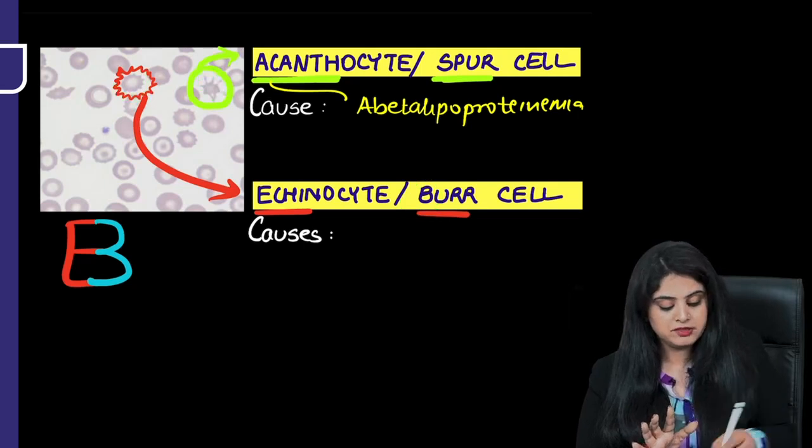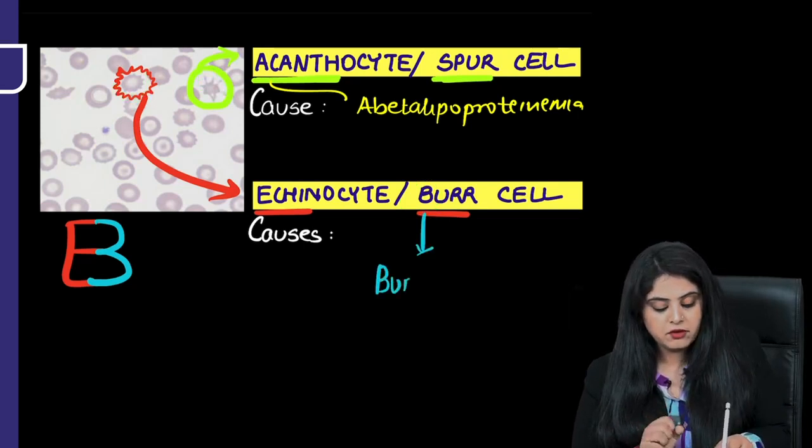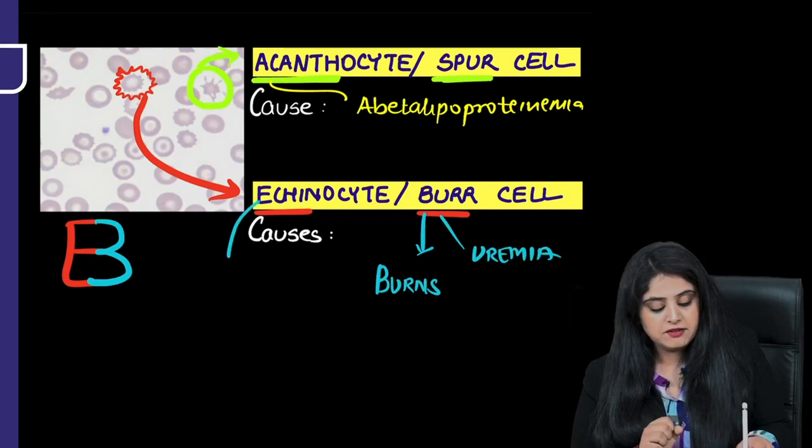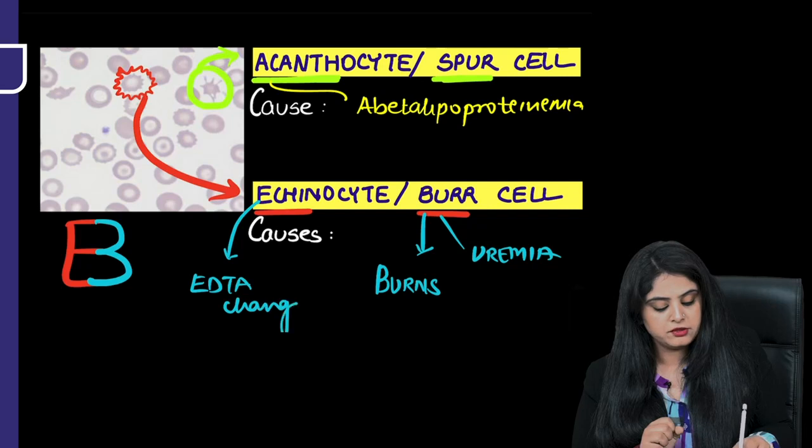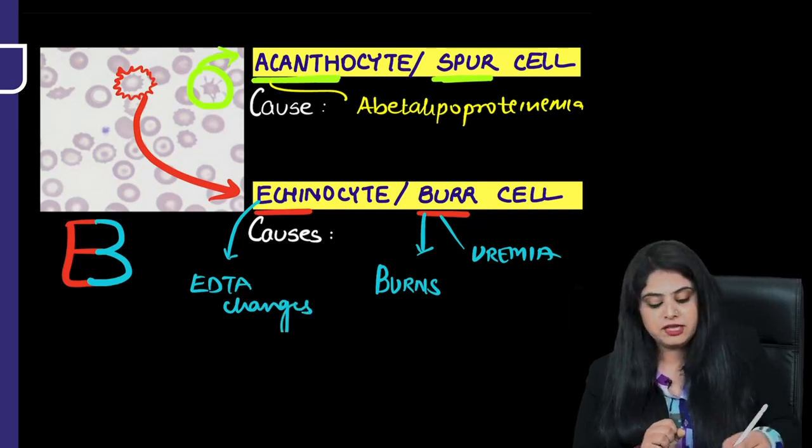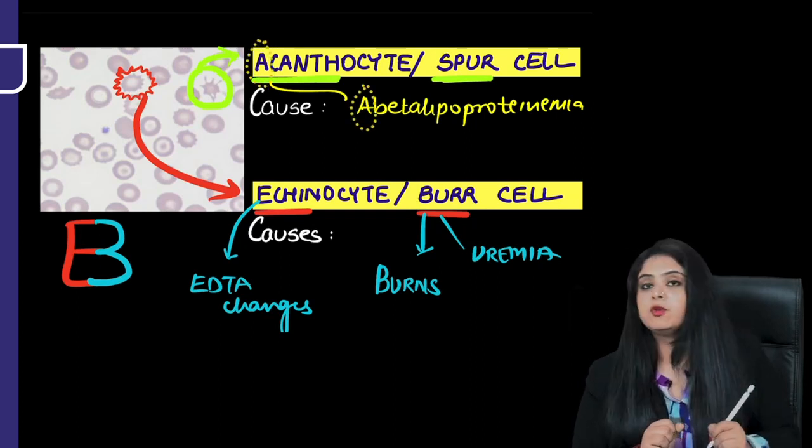Where do you see the Burr cell? So Burr cell is seen in B for Burns, it is seen in U for uremia, and it is seen in E for EDTA changes. These are the causes where you see the presence of echinocytes. And where do you see acanthocyte? A for A, that is seen in a case of A beta lipoproteinemia.